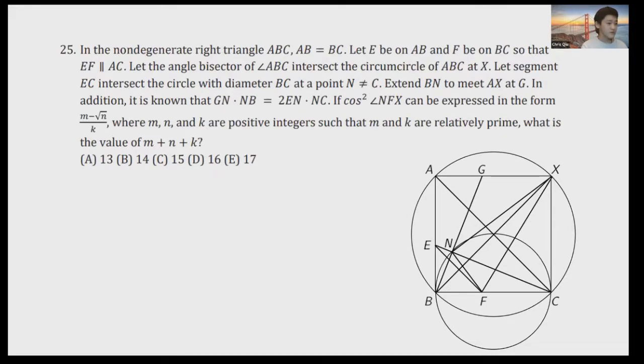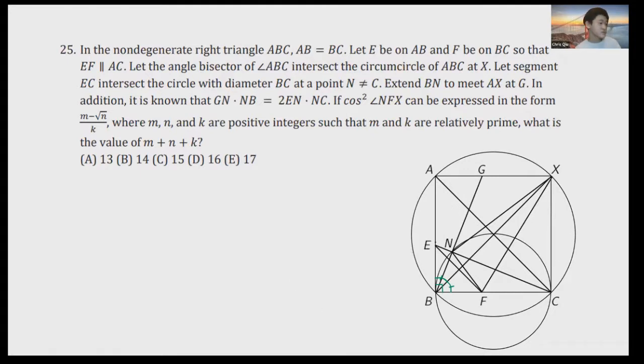And so we have this humongous diagram, and we're told that we have this right triangle ABC and it's isosceles. Since this triangle is non-degenerate and AB equals BC, angle B has to be the right angle. So we can mark this angle as 90 degrees, and we let E be on AB and F be on BC, so that EF is parallel to AC. And then we take the angle bisector of this right angle, and we intersect it with the circle at X.